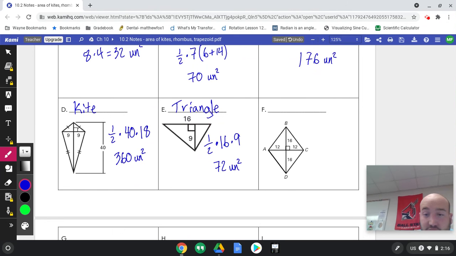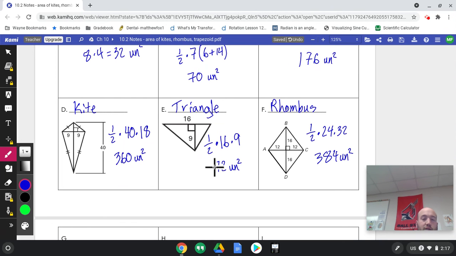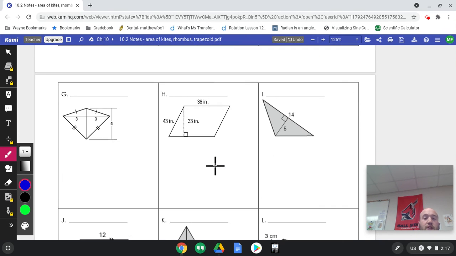Okay, this one does not have the markings, but we can know it's a rhombus because the diagonals bisect and are perpendicular. So if that is the case, it is a rhombus. So 12 and 12, so 24 is one diagonal. 32 is the other. So half of 24 is 12. 12 times 32, that will give you 384. If you're not sure, use your calculator. That's fine with me. So keep on going.